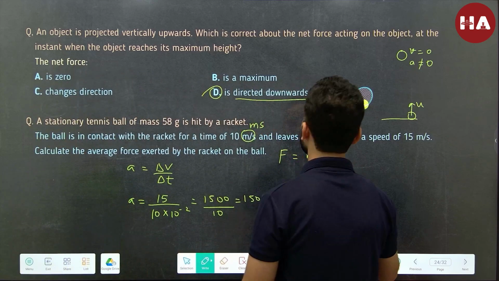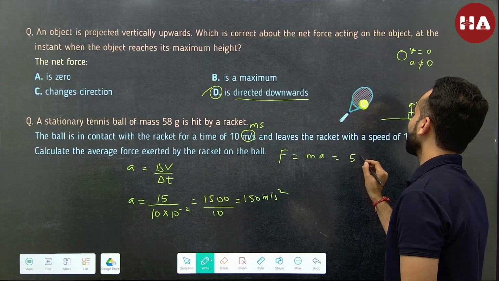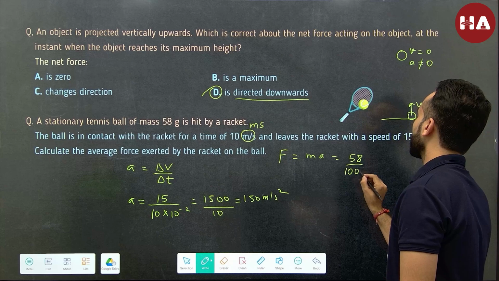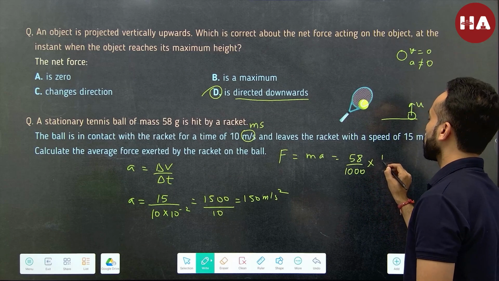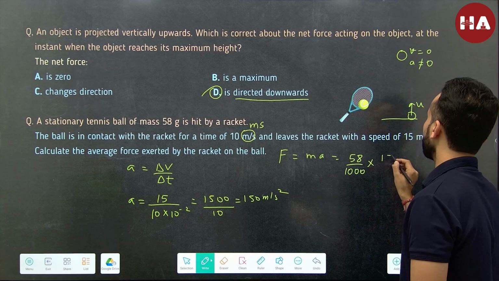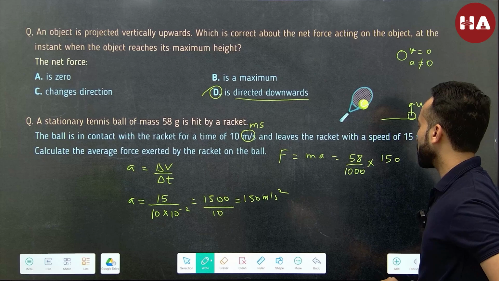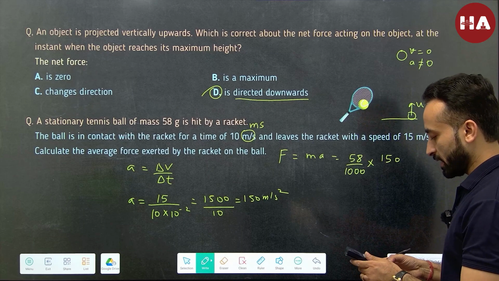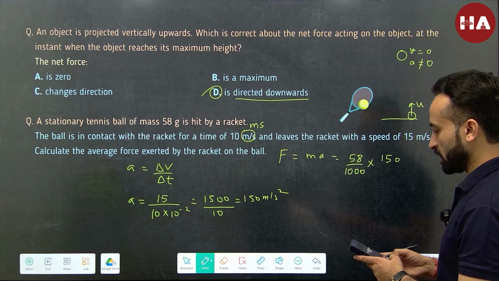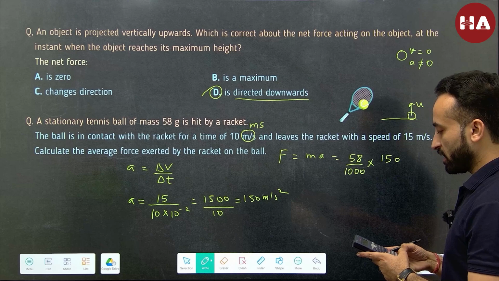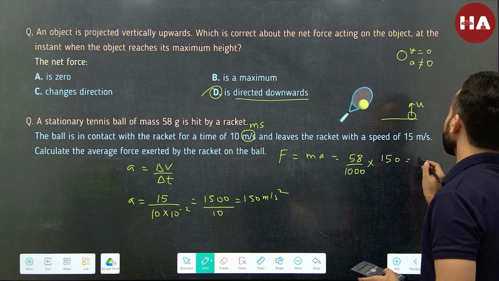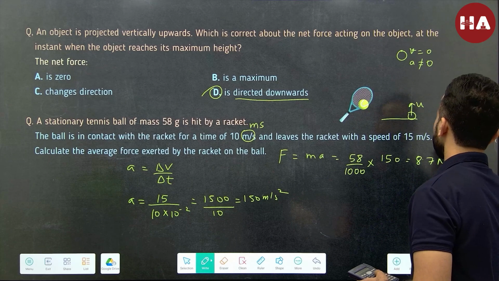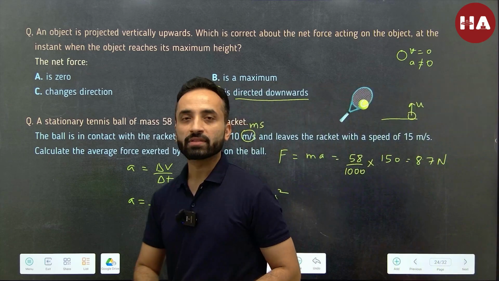So mass is 58 grams, so let's divide it by 1000 to convert that to kilogram, and the acceleration is 1500. So that's giving me, let's do this calculation very quickly, 58 times 15 divided by 100, and that's giving me 8.7 Newton. All right, so that's an easy question.